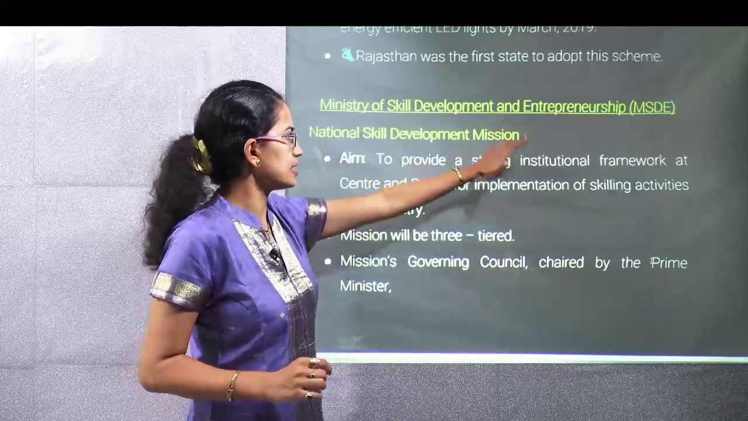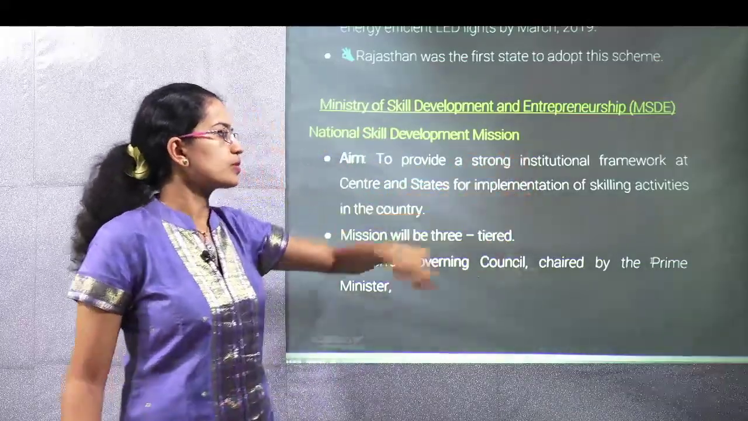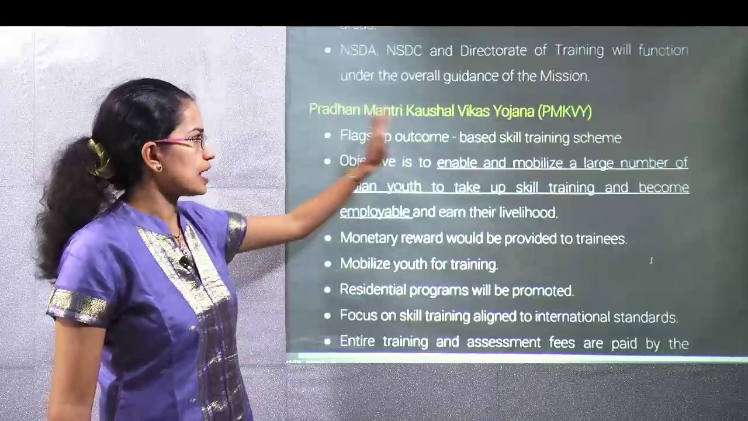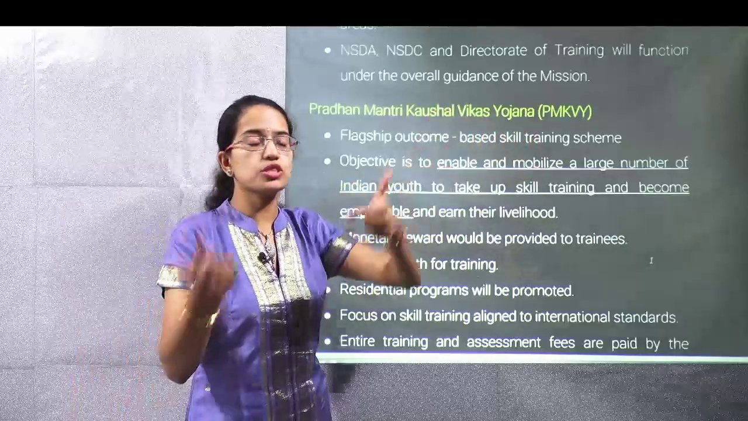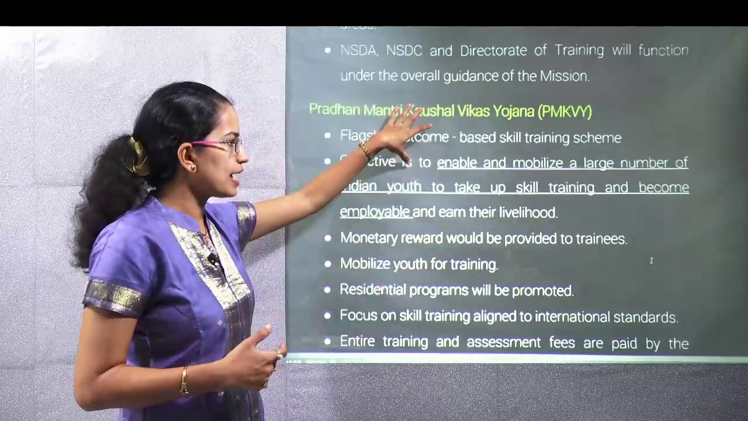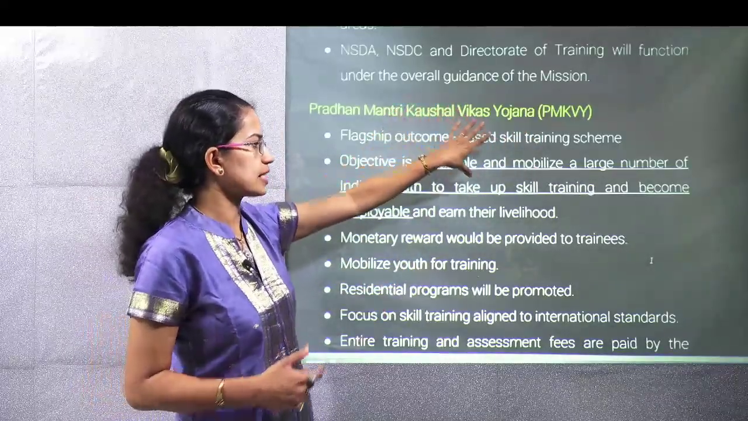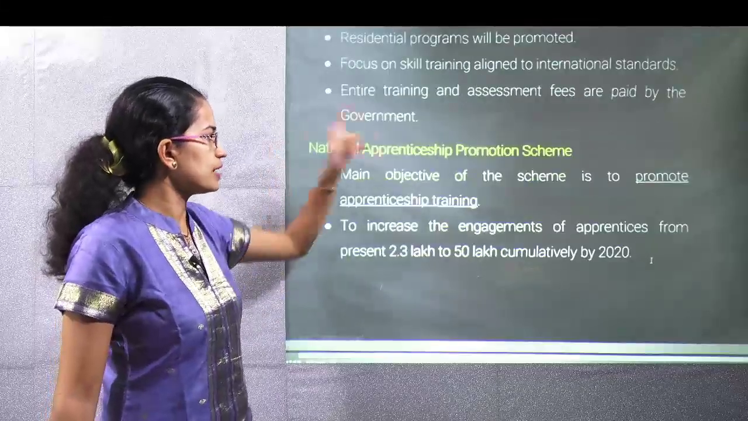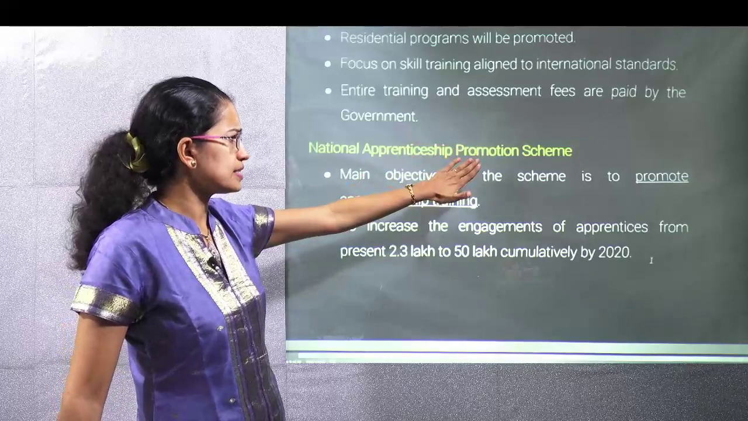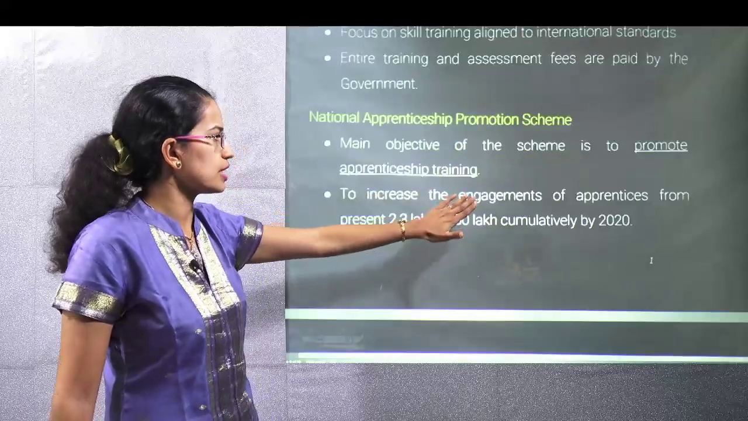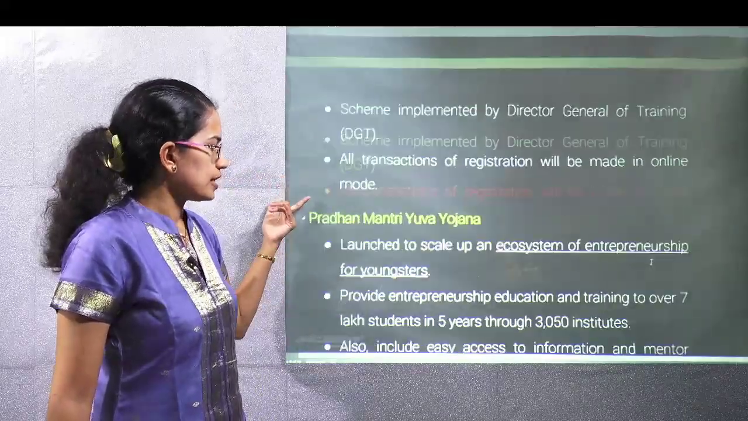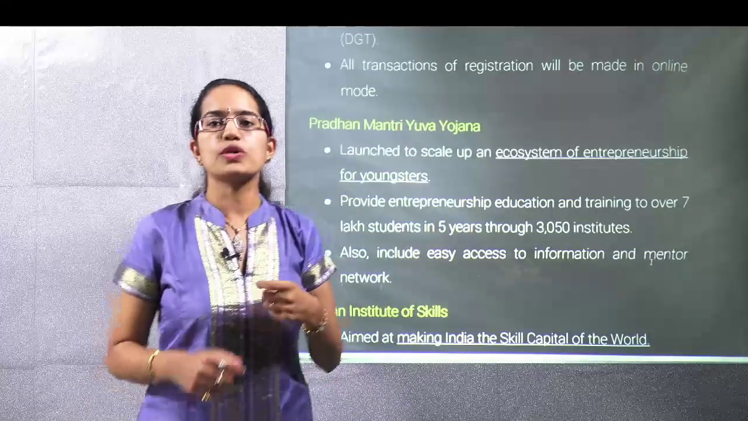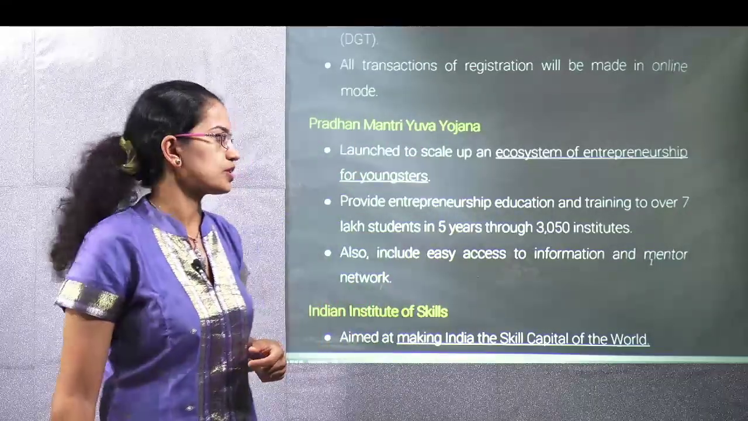The National Skill Development Mission talks about skill development at various three-tier levels. Then you have the Pradhan Mantri Kaushal Vikas Yojana. The most important aim here is to mobilize the youth, give them skill training and make them more employable. You have a similar program, that is the Apprenticeship Promotion Scheme, to promote the training. The next is the Pradhan Mantri Yuva Yojana, that talks about youngsters coming up for entrepreneurship.